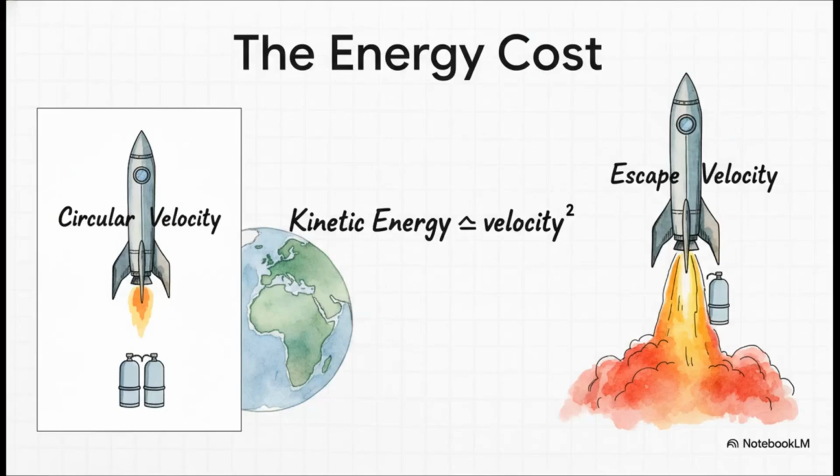Well, the relationship between energy and velocity is not linear. It's quadratic. Energy is proportional to the square of velocity. This means the energy required to achieve escape velocity is double that required for orbit. That 3.3 kilometer per second difference for Earth has immense implications for rocketry and fuel consumption.